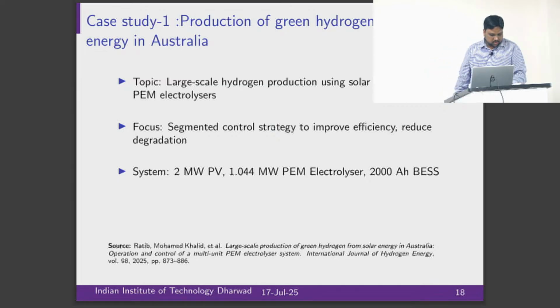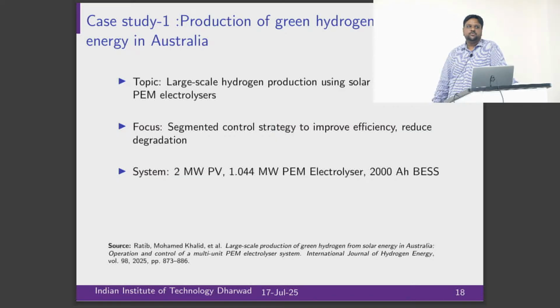As we have less time, I'll show you only one case study. It is in Australia. They have a 2 megawatt solar PV power plant, and to that a 1.044 megawatt PEM electrolyzer, polymer electrolyte membrane electrolyzer, is connected. Along with that, a 200 ampere battery energy storage system is also connected. And this 1.044 megawatt electrolyzer is not a single electrolyzer. There are 6 PEM electrolyzers connected in parallel, generating a total power of 1.044 megawatt.